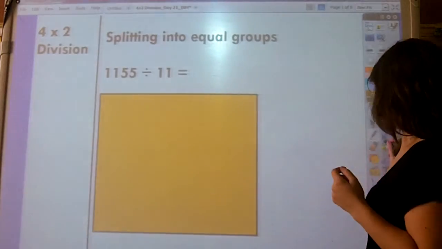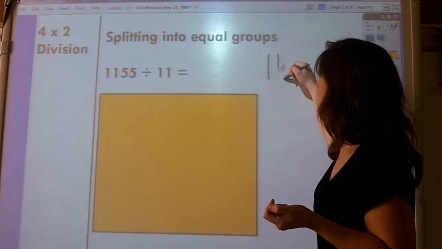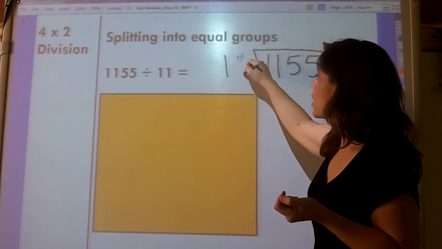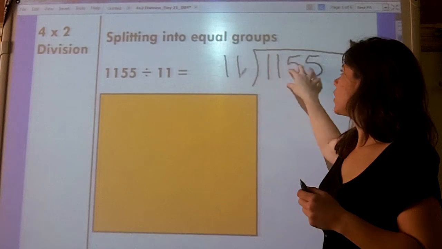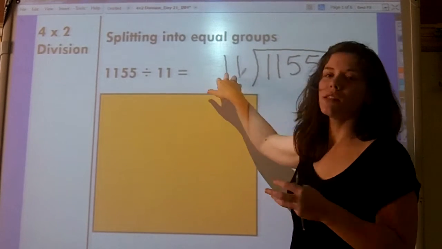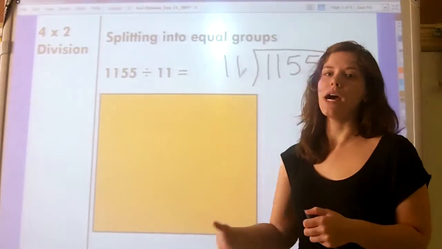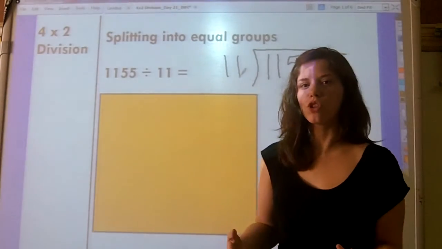If I have the problem 1,155 divided by 11, the idea behind the problem is still the same. I'm still putting my large group inside and I want to break it into 11 pieces. But instead of having a simple counting number like 2 or 5 or 8, now I'm counting by 11s. Most of you have your 11s memorized pretty well, so this one should be quick.